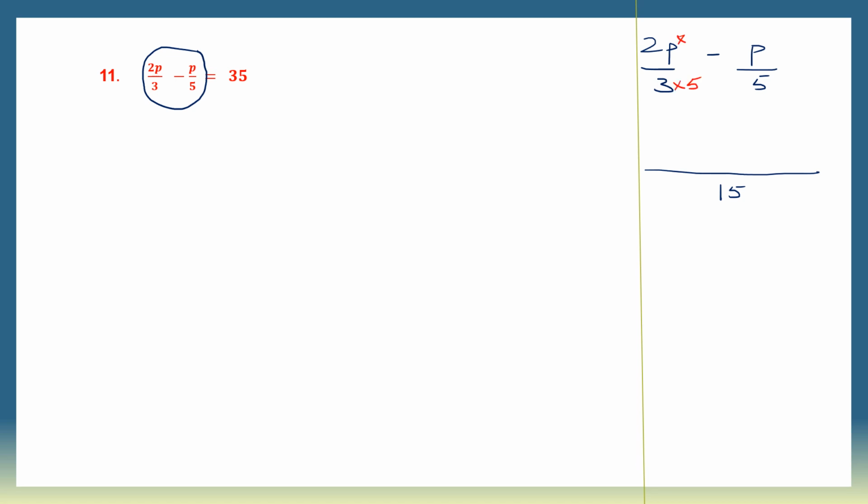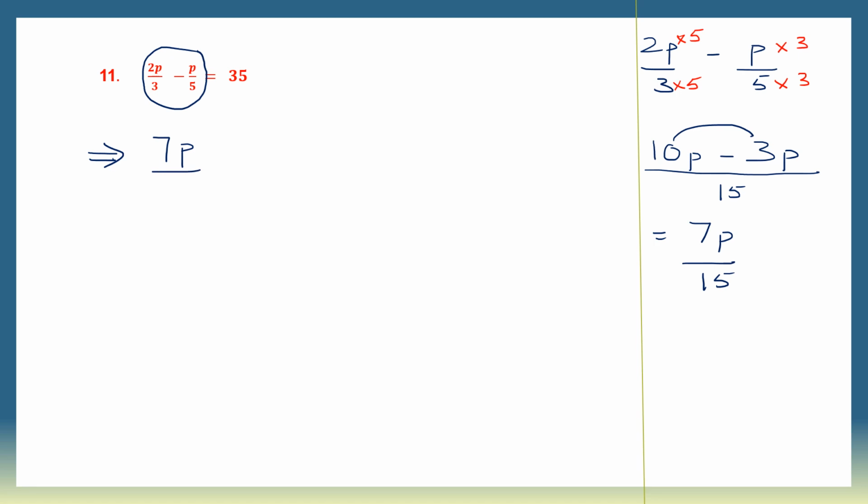Now let's continue. 3 5s are 15. So let's multiply this also by 5. Multiply the numbers. 2 5s are 10. p minus, let's go to the next denominator. 5 into 3 is 15. So multiply p into 3. p into 3 will simply be 3p. So now 10 minus 3. Subtract the numbers. 10 minus 3 is 7. 7p by 15. Let's use that here now. So we've got 7p by 15 equals 35.